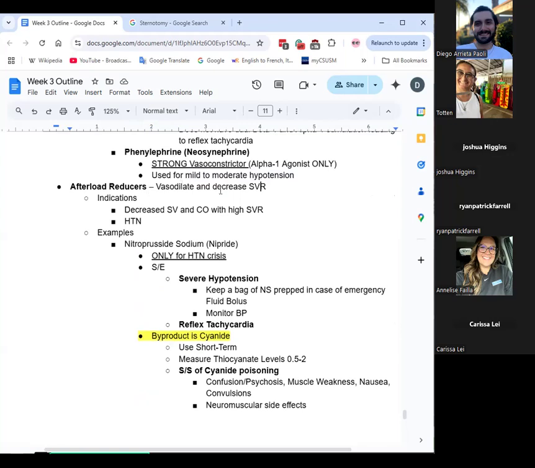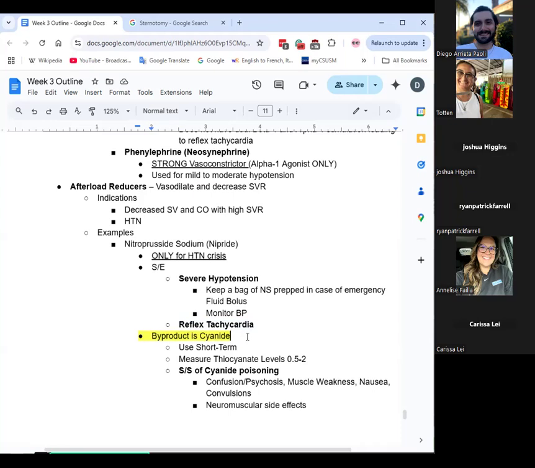Let's see. Afterload reducers. So afterload reducers vasodilate to decrease the SVR. So those are anything that vasodilates. So we think of nitroprusside. This is a big one here. The byproduct is cyanide.